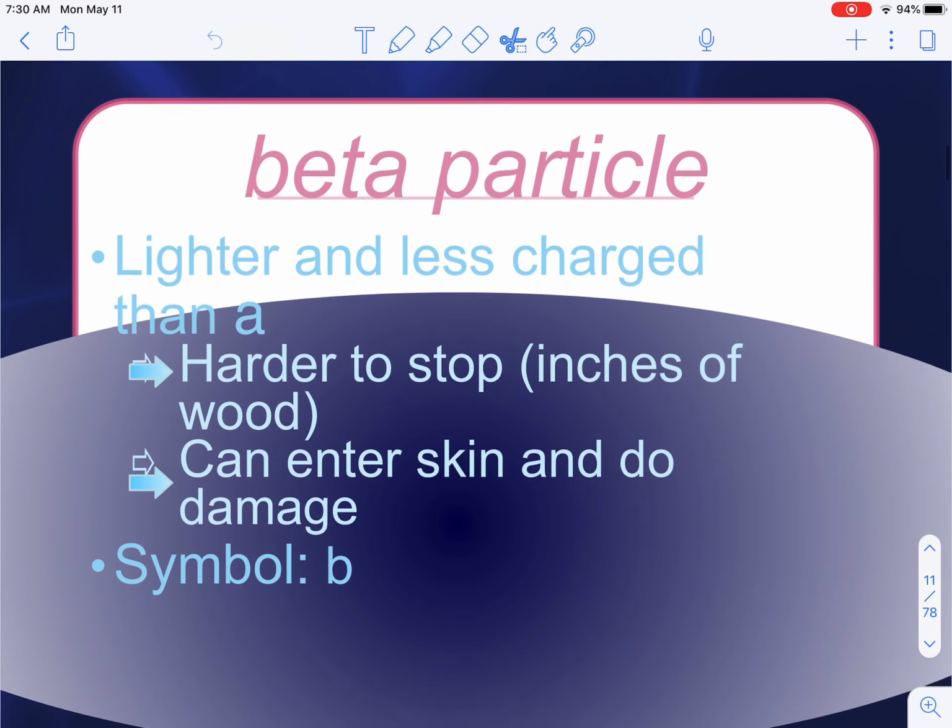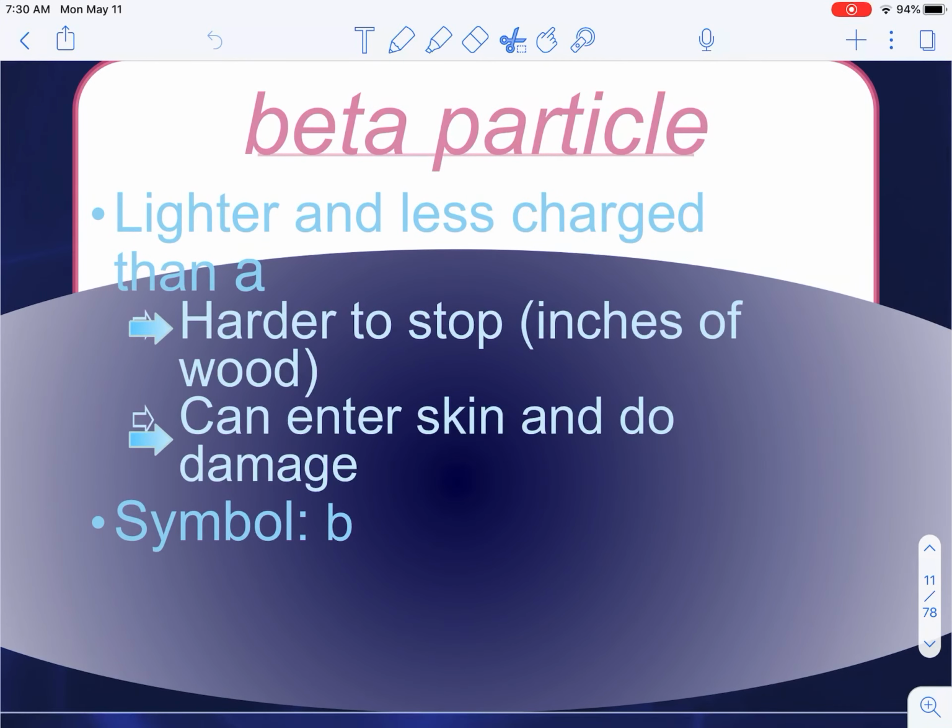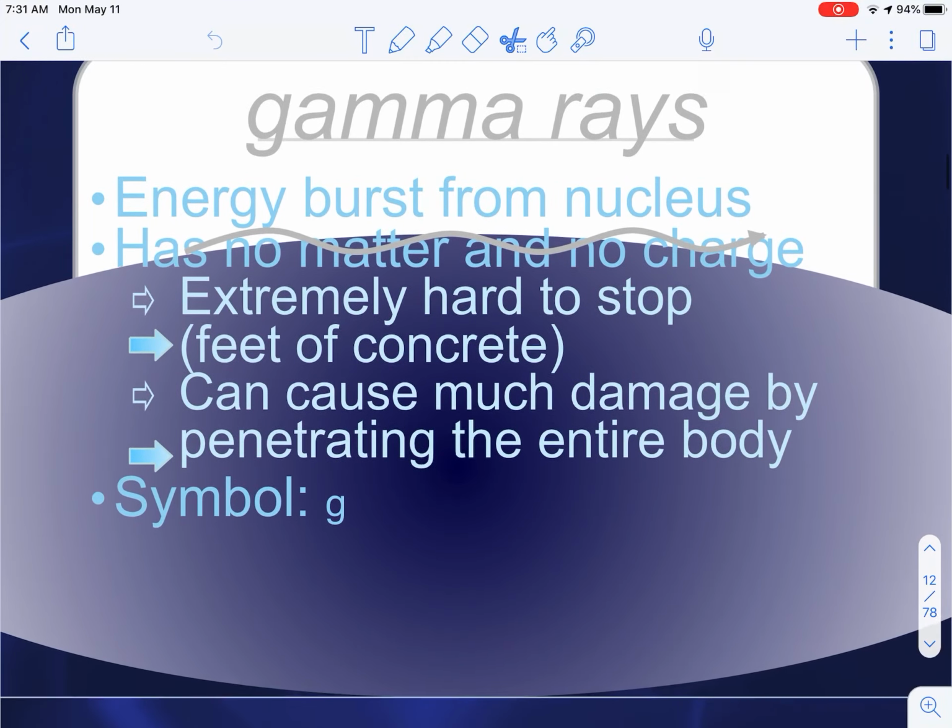As far as danger, it's lighter. It's less charged. It's only a -1, not a +2. It's harder to stop. It's smaller. It can get through little spaces a lot easier. So it can get through your skin and do damage. It's a little bit harder to stop as far as it's not stopped by paper, but it's actually stopped by wood. So if you're inside your house and it's wood on the outside, you would not be exposed to beta particles. Okay, we'll talk about the symbols a little bit later.